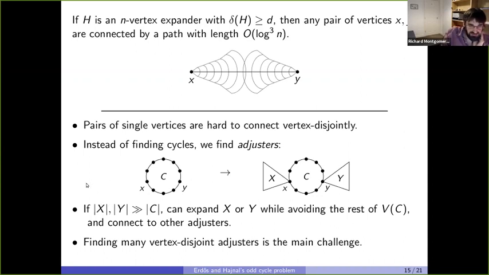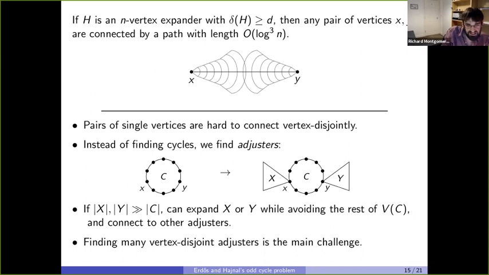And we call them adjusters, and they look a little bit like this. So instead of just X and Y, we have some large subgraph, which has some small diameter. So that if I can expand X or Y while avoiding the rest of the vertices in the cycle, and also some other vertices, then I can do this with different adjusters, expand them and connect them together to do this chaining up that I had on a previous slide.